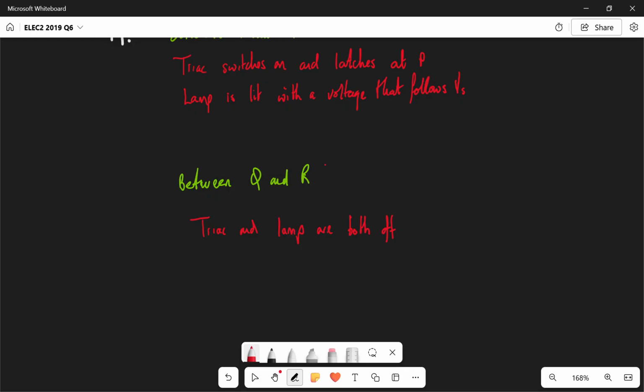Well, between Q and R, it's the triac working in the opposite direction. Now, triacs are designed to do that. Again, it will follow the voltage of the supply, but the triac and the lamp are both switched off because it hasn't exceeded the voltage required to switch it on. That concludes question 6.